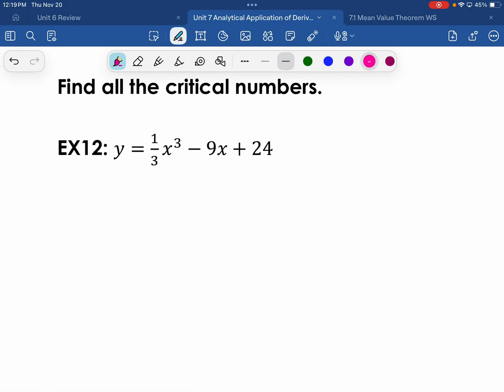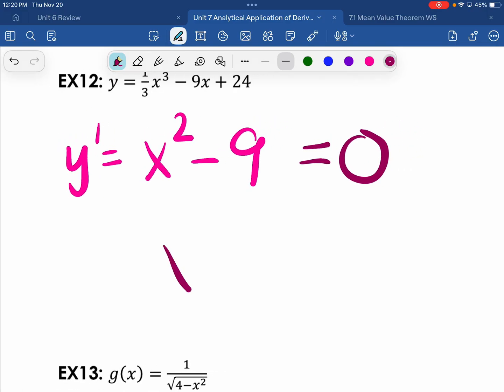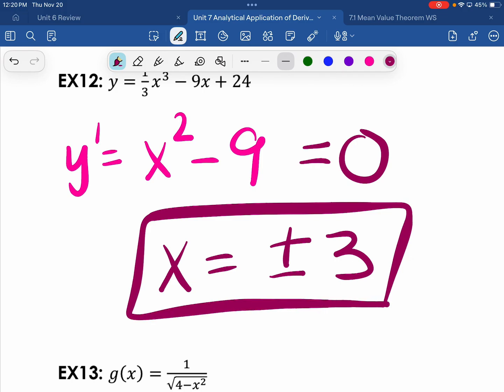All right, so on example 12, it says find the critical numbers. And the word critical numbers is a vocab word that you need to know means we are going to take the derivative, set it equal to 0, and undefined. So what would the derivative be? Minus 9. And so I'm going to take that derivative, set it equal to 0, positive and negative 3. So your critical numbers are positive and negative 3.